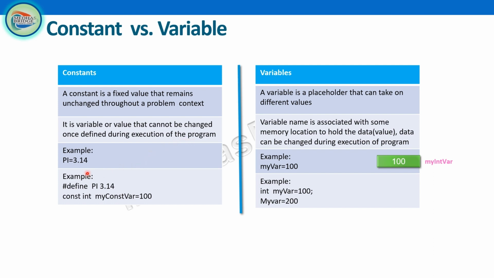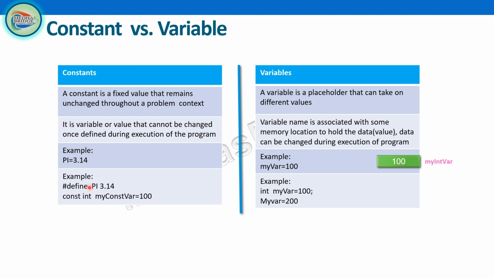For example, pi equal to 3.14. Once we define this, I will reuse this value across my program, but I will not attempt to change the value of the variable. This we can do in two ways. Example 1: use a macro, #define PI 3.14. So across the program, I can use PI as a replacer.